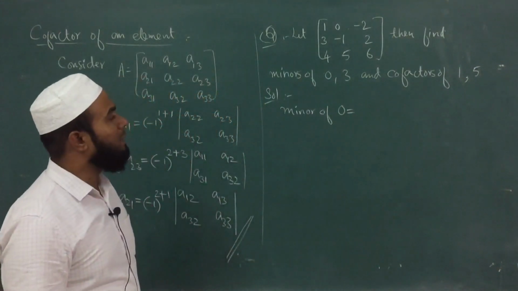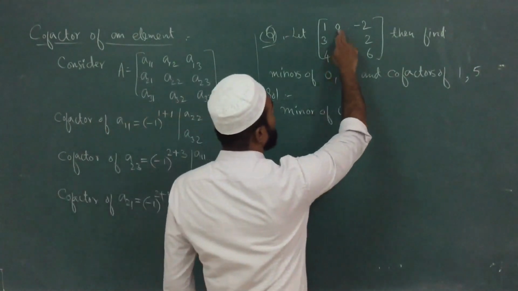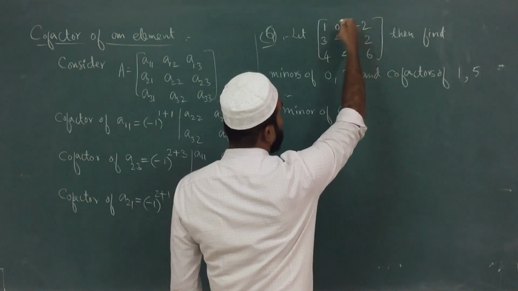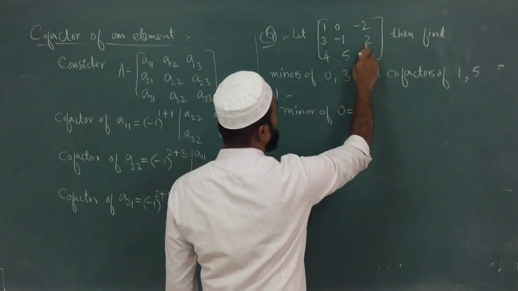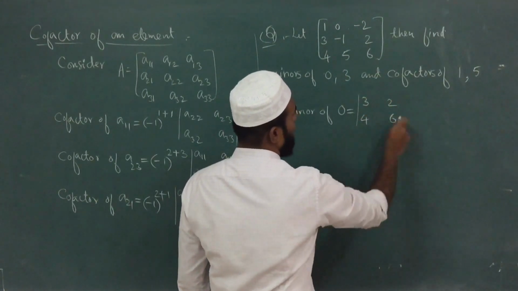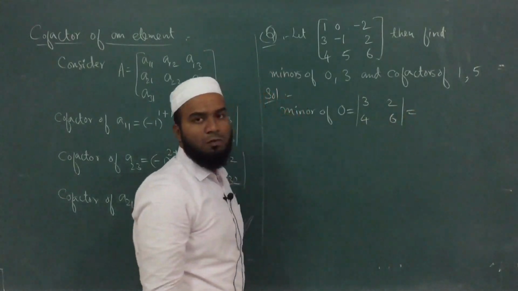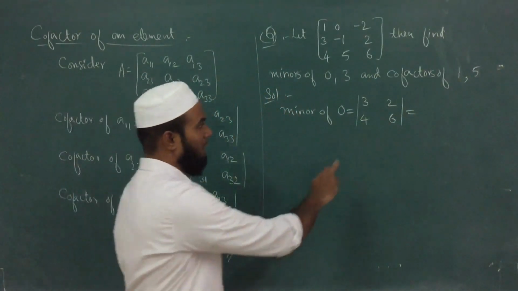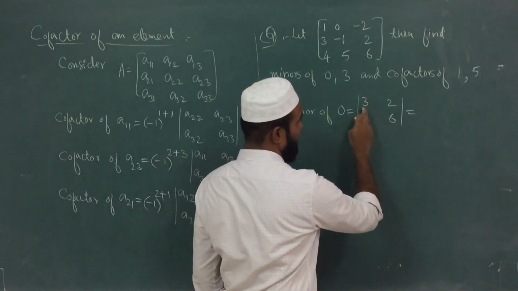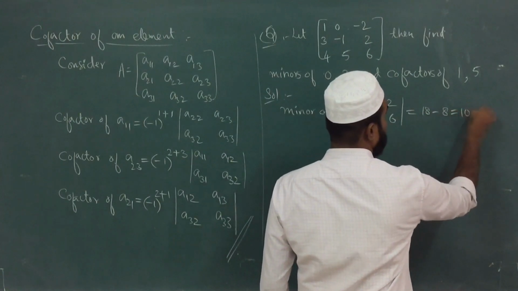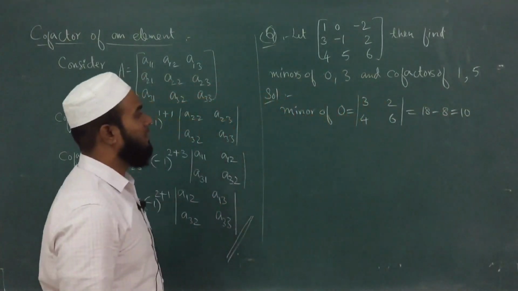See, 0 is present in first row and second column. So what we have to do? Eliminate first row and second column. Then what will remain? 3 2 4 6. We have to find the determinant of this 2 by 2 matrix, AD minus BC. So 6 3s are 18, minus 4 2s are 8. So what we will get? 10, right?